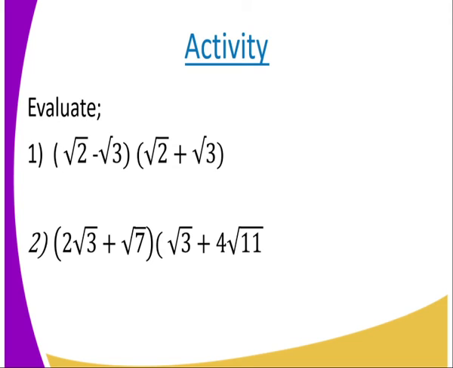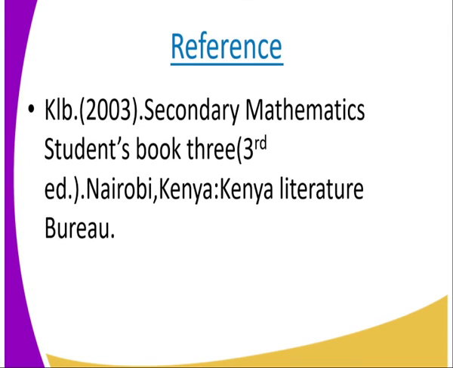Activity for today, you are required to operate these: number 1, surd 2 minus surd 3 in brackets times surd 2 plus surd 3. Then number 2, you open the bracket, surd 3 plus surd 7, and then surd 3 plus 4 surd 11. We close the bracket. For more information, reference the KLB 2003 Secondary Mathematics Student Book 3, that edition.